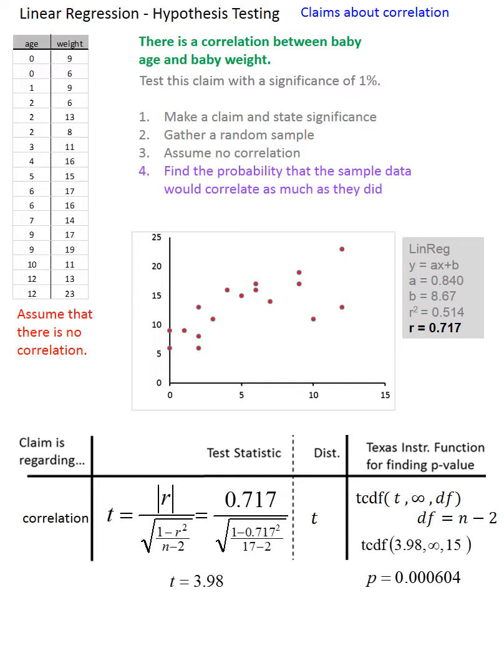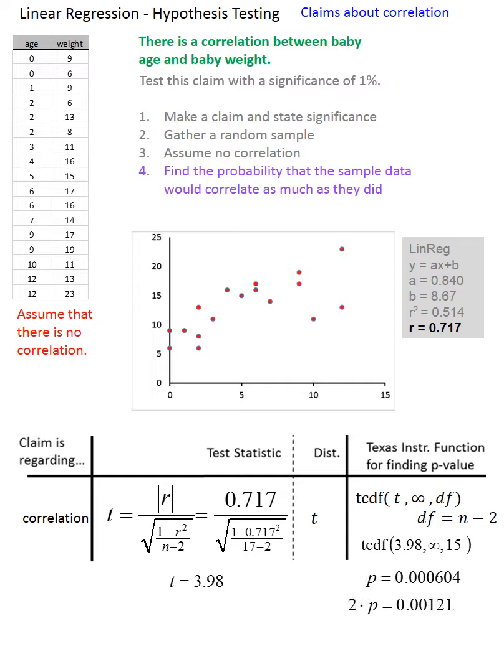So what does this 0.000604 represent? It represents the following. The probability that, if the null hypothesis were true, if there were no correlation between these variables at all, the probability that 17 random samples could line up as linearly as these samples did is that 0.0006. In other words, it's very unlikely for data to line up like this when there's no correlation at all.